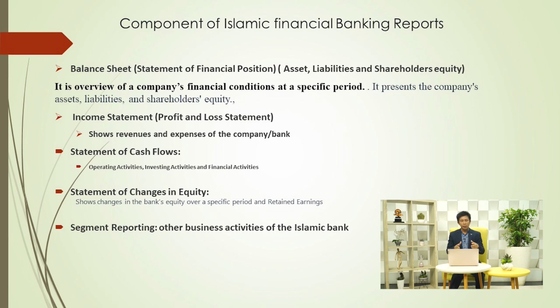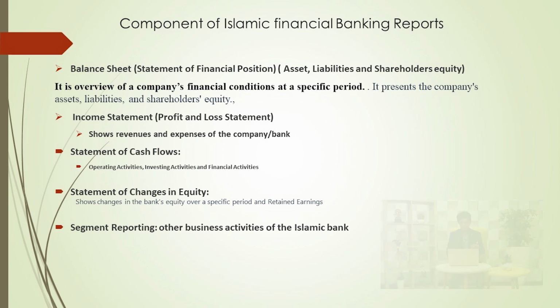So they should report about balance. They should report their balance sheet, the statement of financial position. They have this report or statement on profit and loss. They should have this statement of cash flows, statement of changes in equity, and of course other reporting like other business activities. So why do we need to have, what are the objectives of financial reporting?